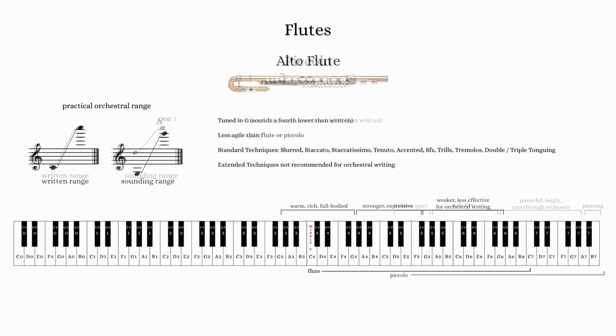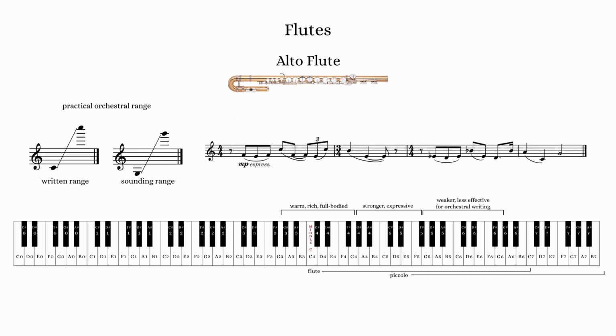The next member of the flute family that I'll discuss is the alto flute, tuned in G, with a range from written C4 to C7. The alto flute sounds a fourth lower, so the sounding range is from G3 to G6. The lowest octave is very warm, rich, and full-bodied.